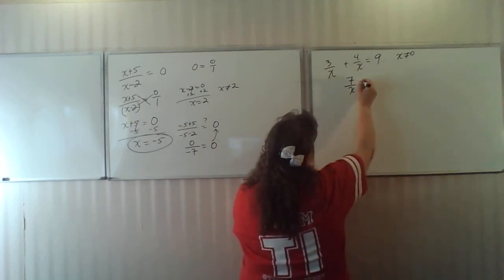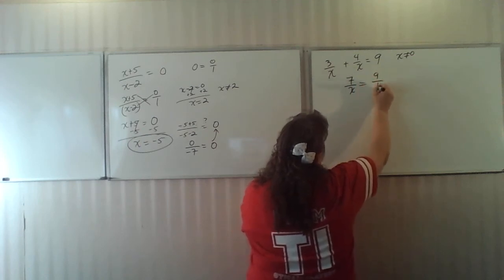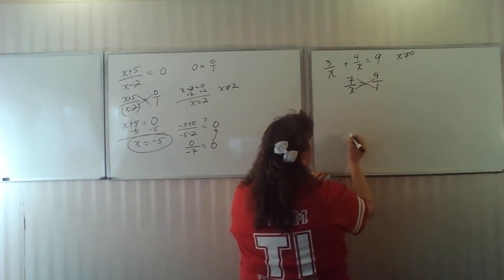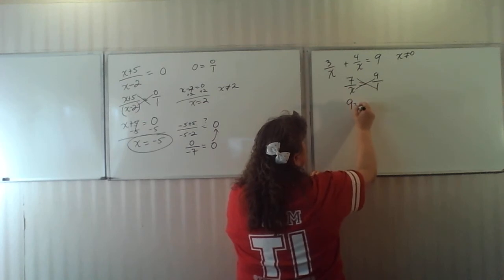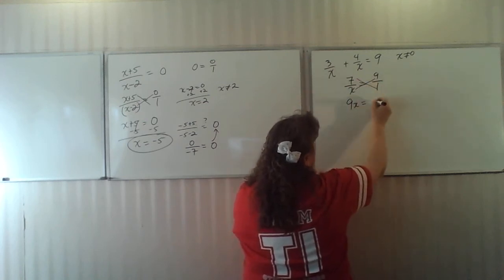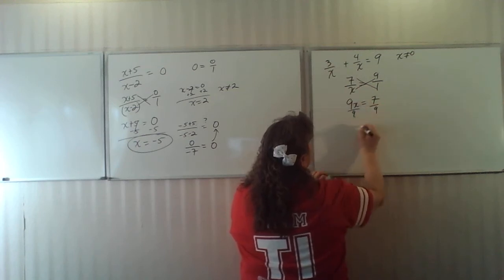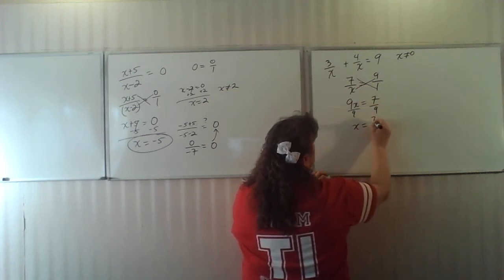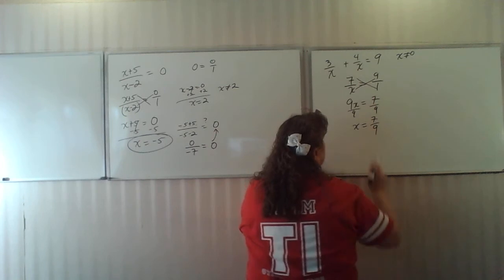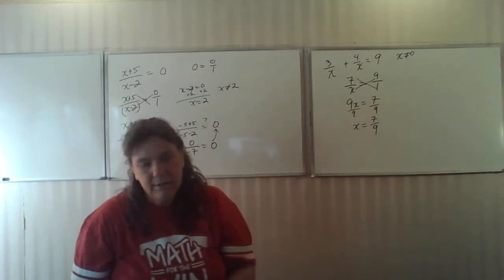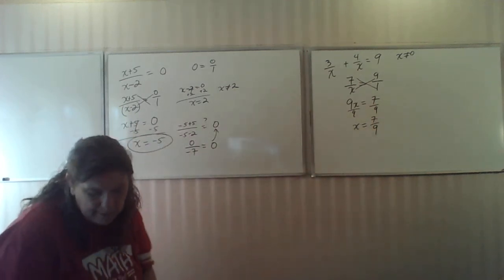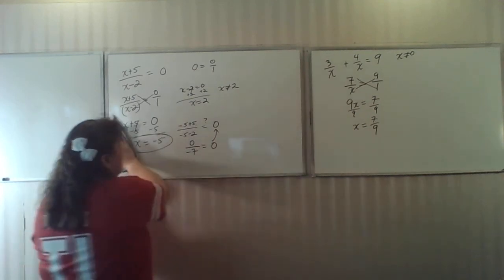Let's make it more even here. Now we can do our cross products. 9 times x is 9x is equal to 7 times 1, which is 7. Divide by 9. So x is equal to 7 over 9. Okay? Not too hard, but that's one way we can do it.